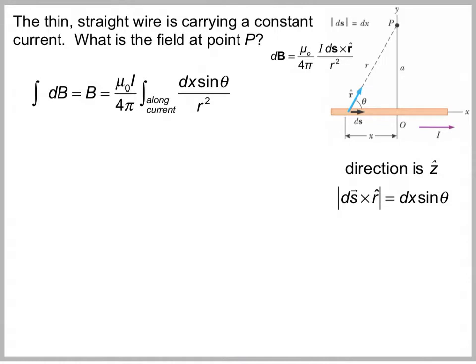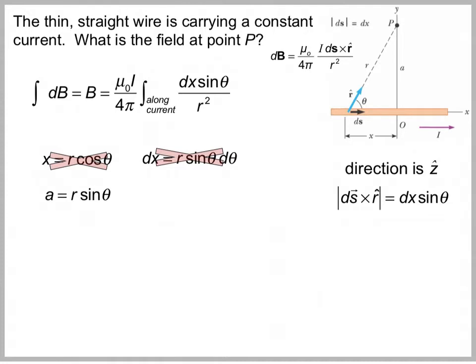Now, we can see from the picture that dx and theta and r are all related. As one changes, the other changes. So we need to find some relationships between all three variables. We know that x is equal to r cosine theta. So dx would be r sine theta d theta. However, we don't want to use those variables because integrating over theta is going to be difficult. What about a equals r sine theta?